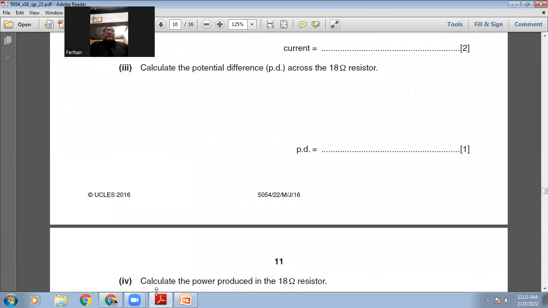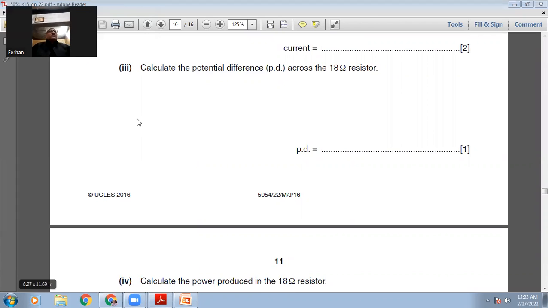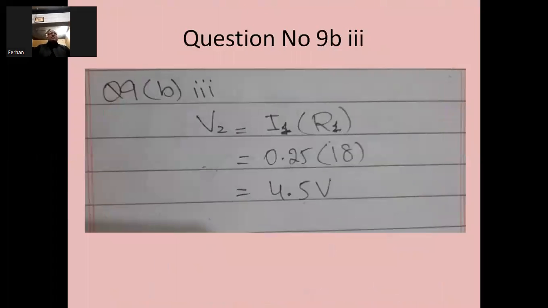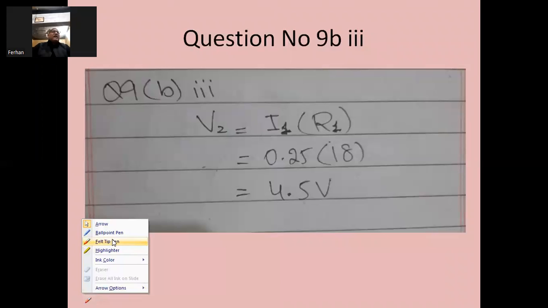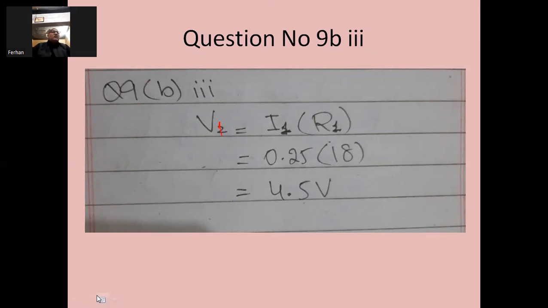The next question is, calculate the potential difference across the 18 ohm resistor. So you know the resistance of this resistor, 18 ohm. You know the current flowing through the resistor, that is 0.25 ampere. And very easily, by using the equation V equals IR, you can find the voltage drop across the 18 ohm resistor. V equals IR. So V1 will be equal to I1 multiplied by R1. So it will be 0.25 into 18, and that will be 4.5 volt.